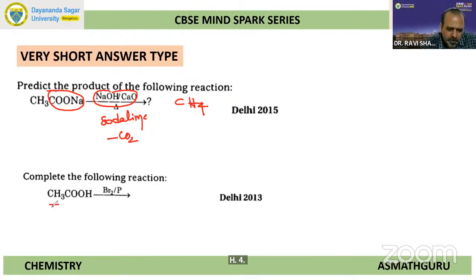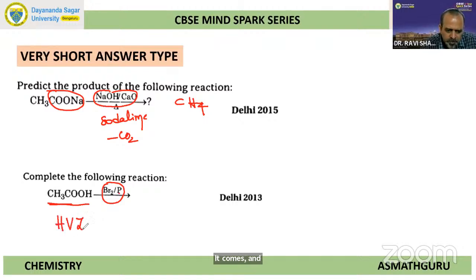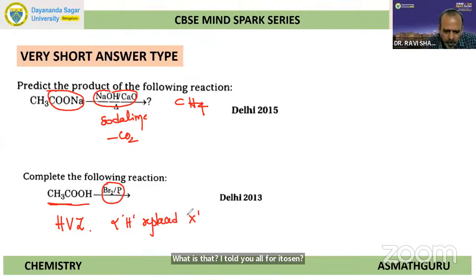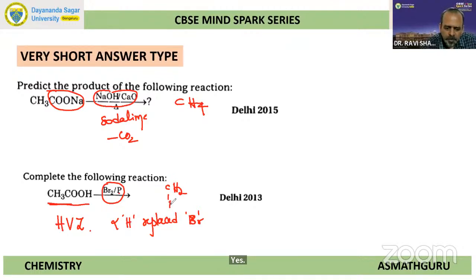Here, what is this reaction? When you use bromine and phosphorus with a carboxylic acid, it is the Hell-Volhard-Zelinsky reaction. What is that? I told you: alpha hydrogen is replaced by halogen. Here, which is the halogen? Br. So CH2Br, COOH.